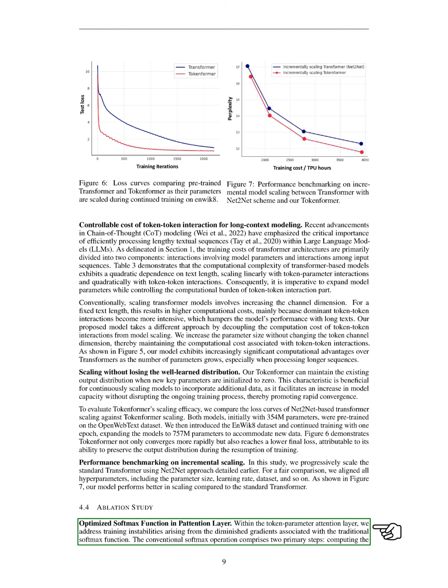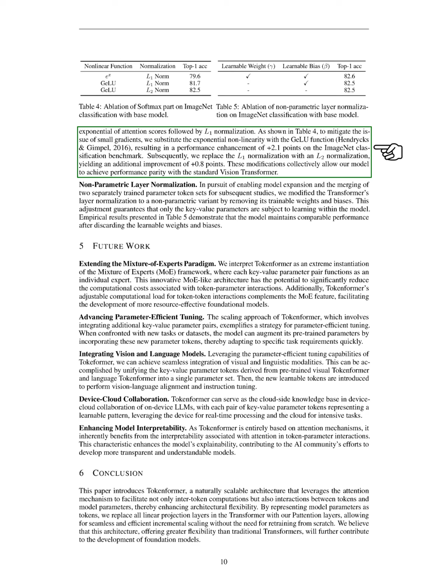Finally, we conduct an ablation study on the optimized softmax function in the attention layer. We address training instabilities from the traditional softmax function by replacing the exponential nonlinearity with the GeLU function, which improves performance on the ImageNet classification benchmark. We also switch from L1 normalization to L2 normalization, leading to further performance gains. These changes help our model achieve performance parity with the standard vision transformer.